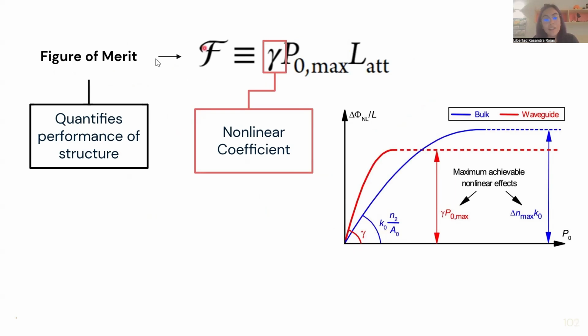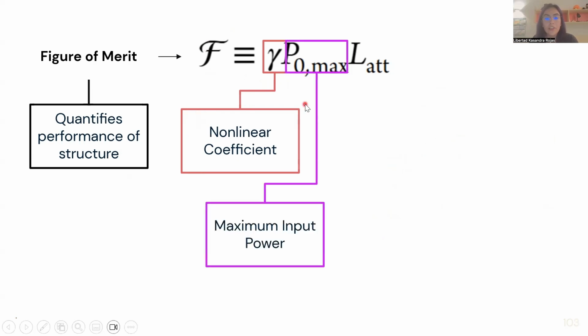In this case, the figure of merit that we're going to be working on has three main terms. The first one being the nonlinear coefficient. So as we saw, that is just the slope that we had in our previous plot here. Then it also takes into account the maximum input power. Now, this is why the paper was telling us that they consider the damage threshold, because when they quantify how good the performance of a structure is, they take into account what is the maximum power that you can actually input to the structure.